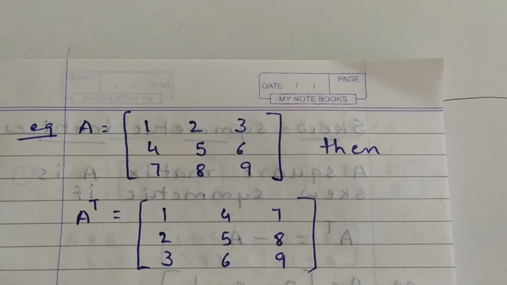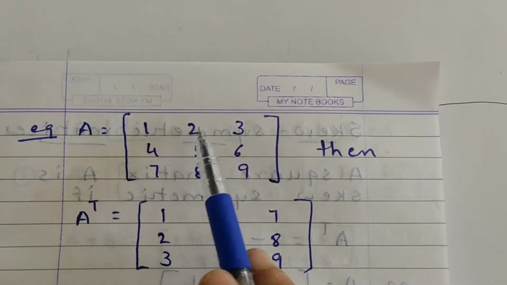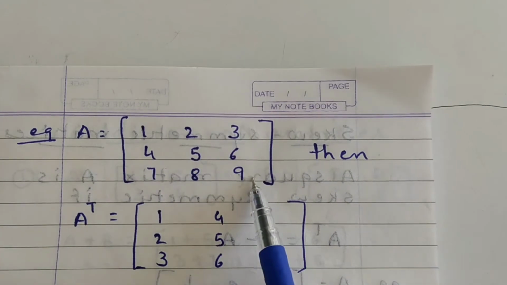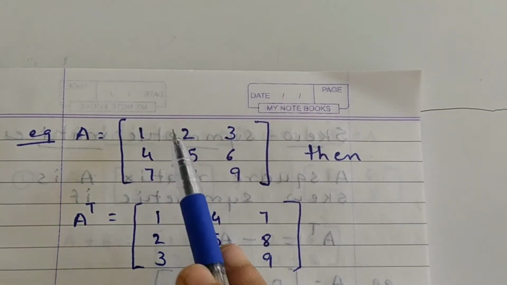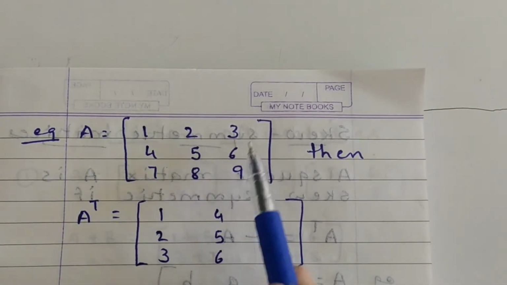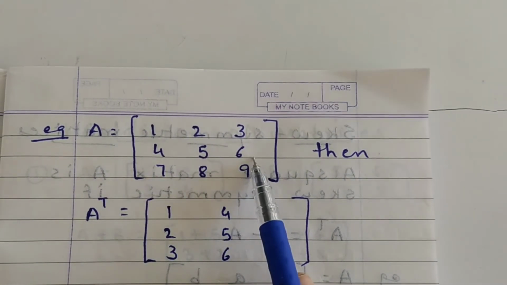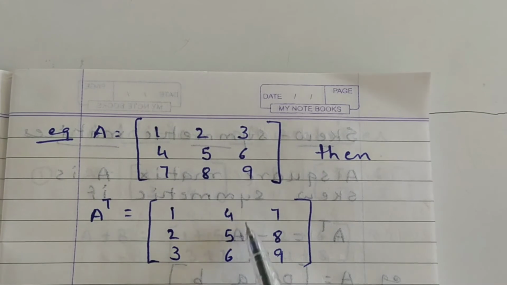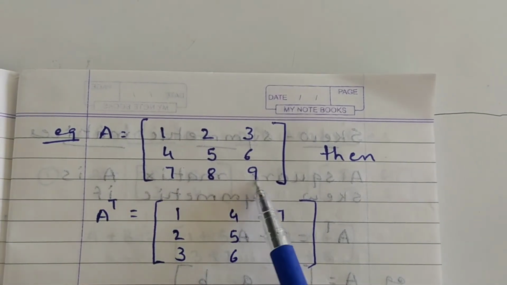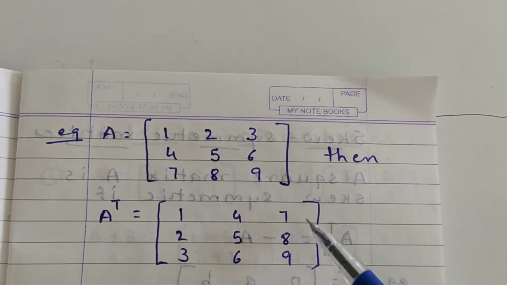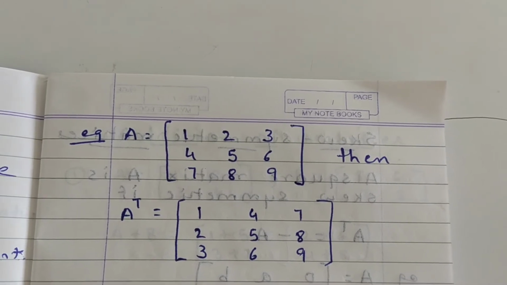You can see one more example. Matrix A is 1, 2, 3, 4, 5, 6, 7, 8, 9. When you find the transpose, your first row 1, 2, 3 becomes your first column 1, 2, 3. 4, 5, 6 is your second row, and it becomes your second column. 7, 8, 9 is your third row, which becomes your third column.